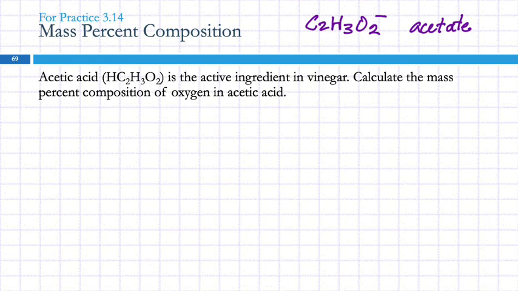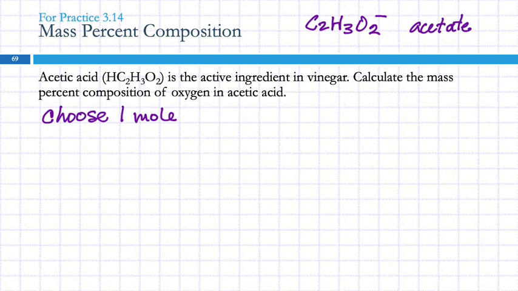So how do we calculate the mass percent composition? They're not telling us how big the sample size is, and they don't need to, because the percent doesn't change with the sample size. So we have to pick a sample size. We might as well make it easy on ourselves, and we're going to choose 1 mole. So we're going to find the mass of 1 mole of acetic acid.